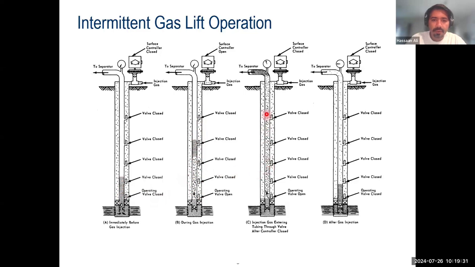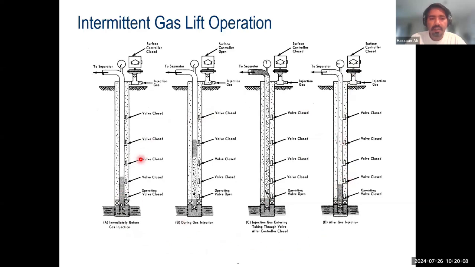Once it starts pushing the fluid column to the surface, it will drop the level of fluid in the well, and all the fluid that was accumulated in the tubing will go to the separator. Now, when the tubing fluid level falls below the operating valve, the operating valve will close. When the operating valve closes, the surface controller will also close, and then it will wait for the fluid to come back up again. Once it does, it will start following the same cycle again and again.